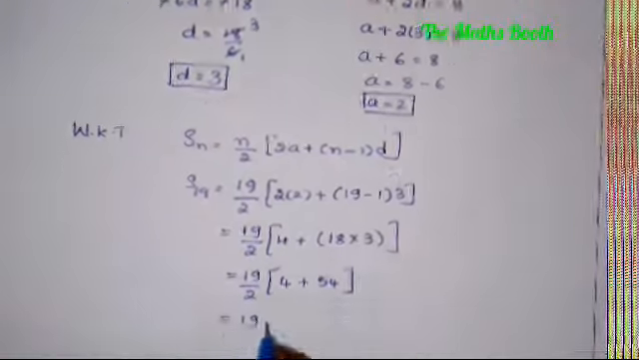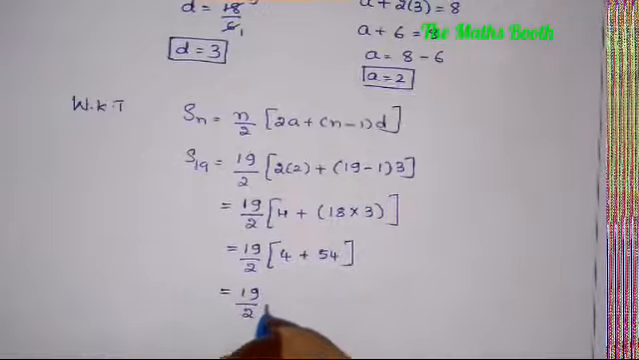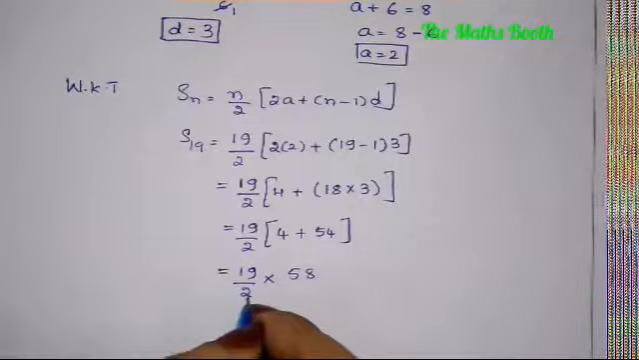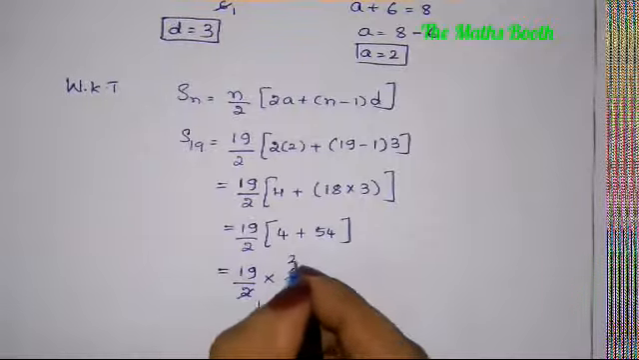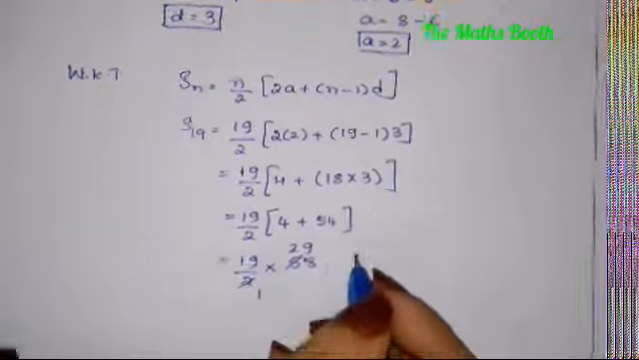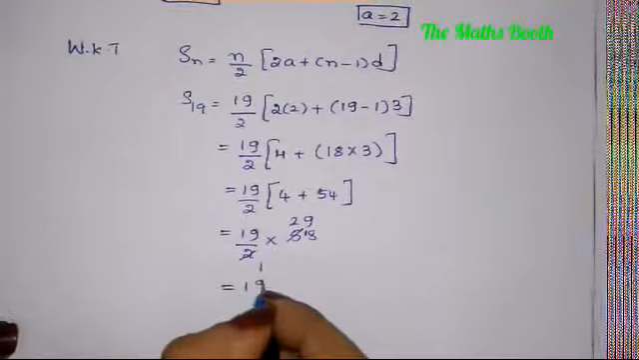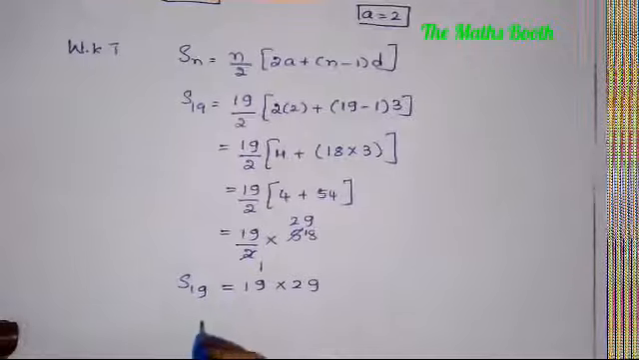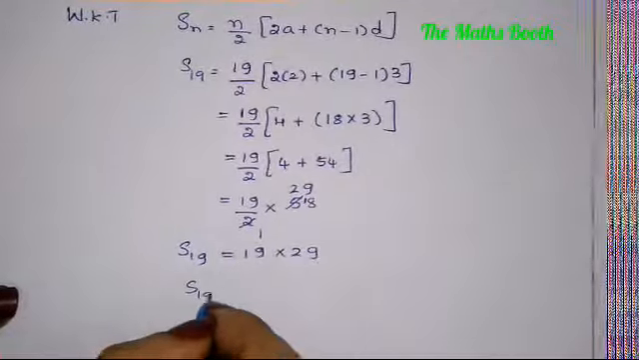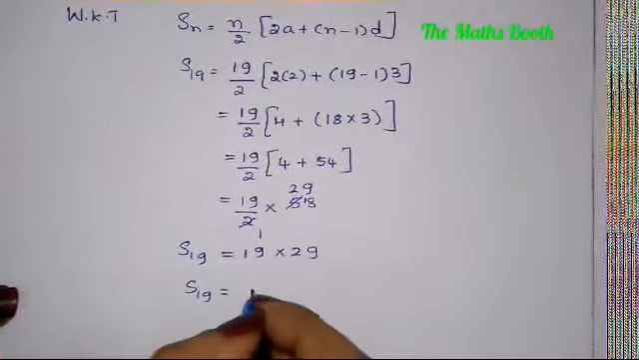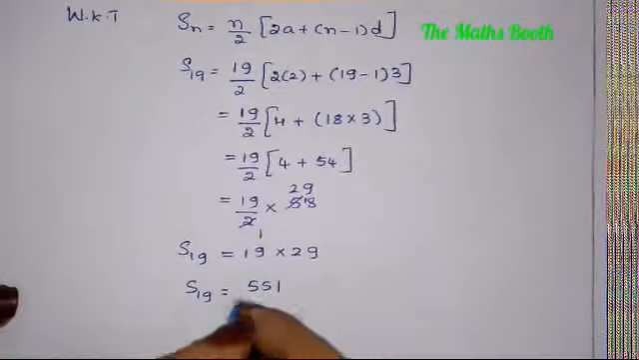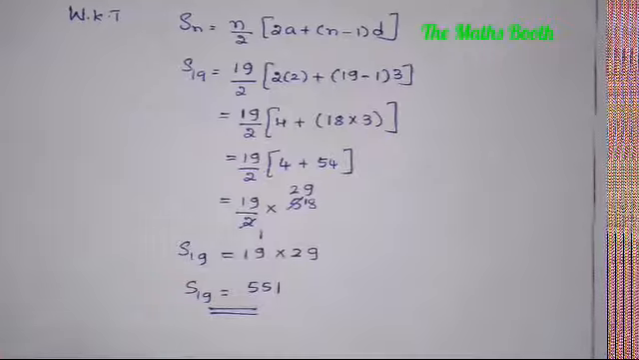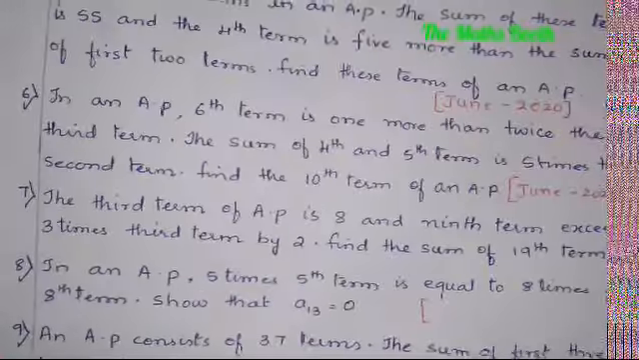19 by 2 into 54 plus 4, 58. So 2 ones are 2, 2 twos are 4, 2 nines are 18, so 19 into 29. If we multiply 19 into 29, we are going to get S19 is equal to 551. So we got the answer. The sum of 19 terms is 551.